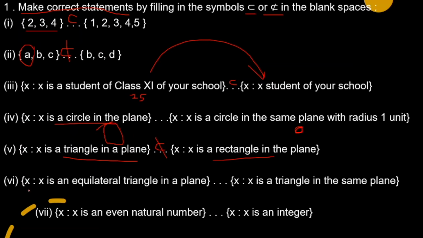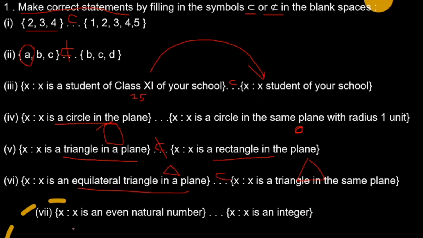Next, {X such that X is an equilateral triangle in a plane} and {X such that X is a triangle in the same plane}. So an equilateral triangle can belong to triangles, right? This set is a family of triangles, and we don't know what different types of triangles are there in this set. So we can say this is a subset.